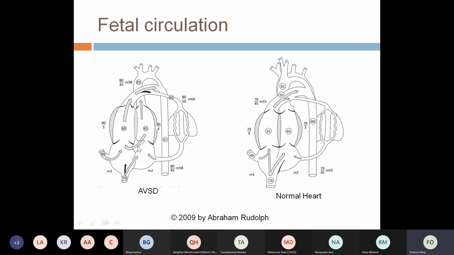And the main risk factor for fetal death is regurgitation and hydrops. So if the valve is not leaking, it's highly likely that the fetus will survive till birth. And if there is a significant leak, it's highly likely that it won't, because of development of hydrops and stillbirth.